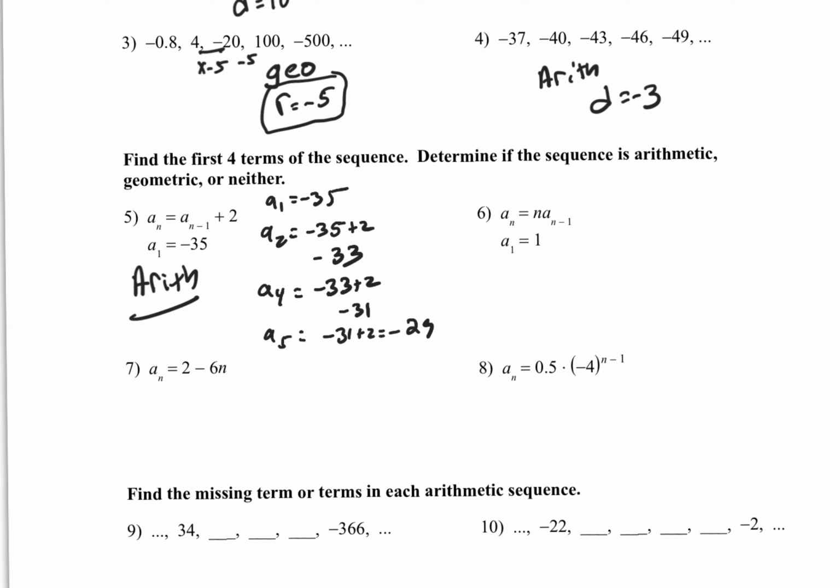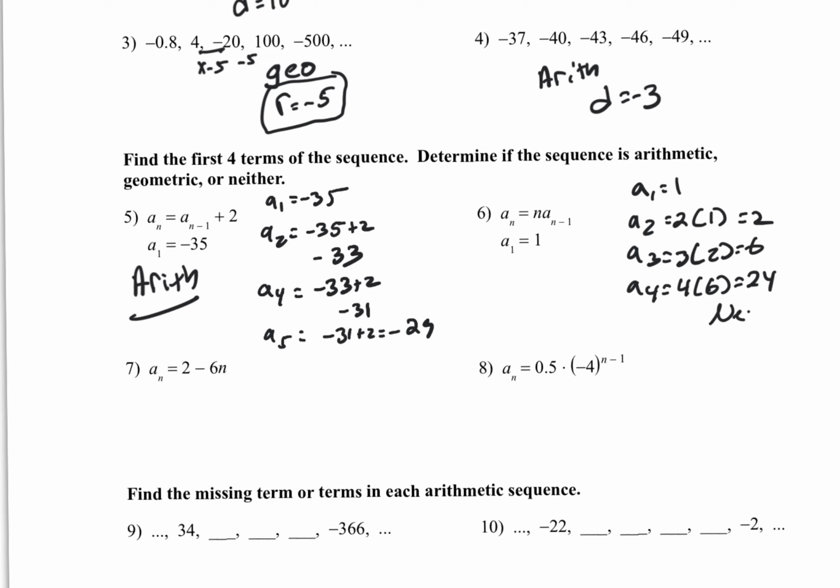The next one, a of 1 is equal to 1. So a of 2 is going to be 2 times our previous answer, which is 1, so that's 2. A of 3 is going to be 3 times our previous answer, which was 2, so that's 6. Fourth term is going to be 4 times our previous answer, which is 24, which doesn't look like anything to me. Neither.